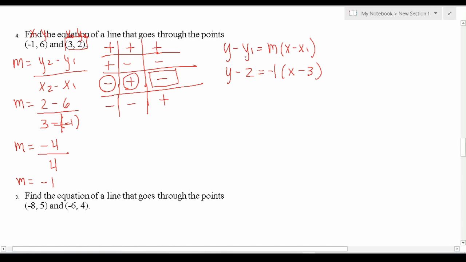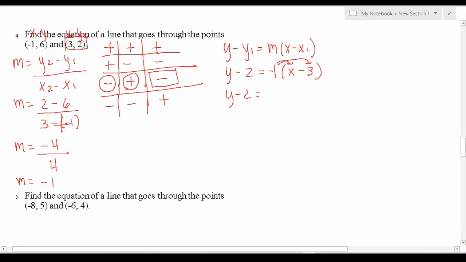The next step is to solve the equation for y. That is, we're going to try to get y by itself. So I'm going to take this negative 1 as my next step, distribute it to this x, and as well as the negative 3. Let's go ahead and do so.